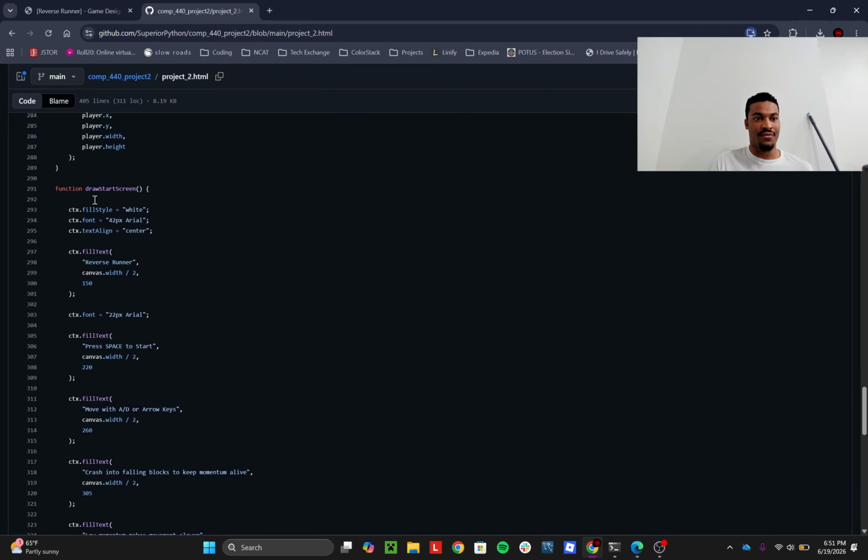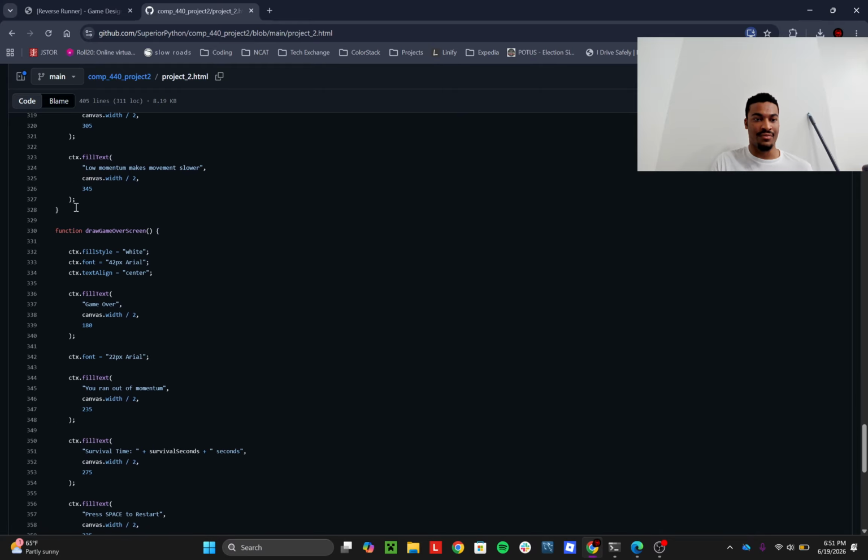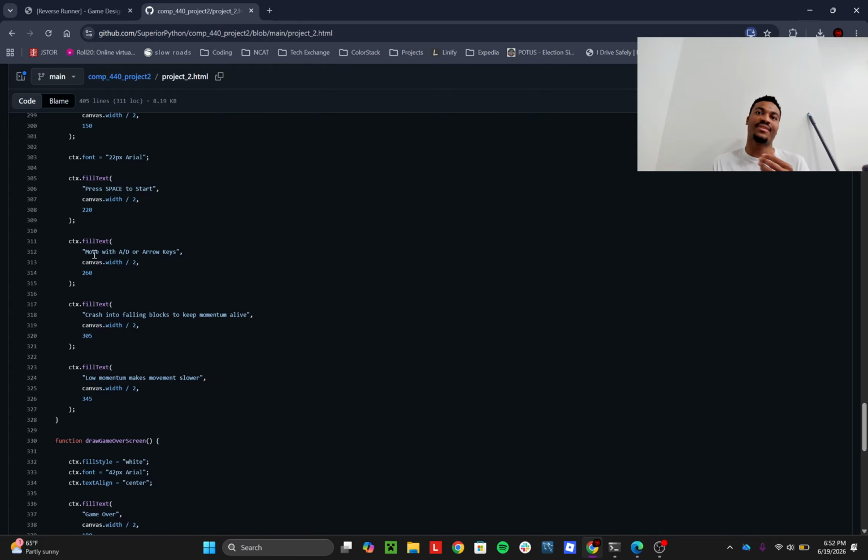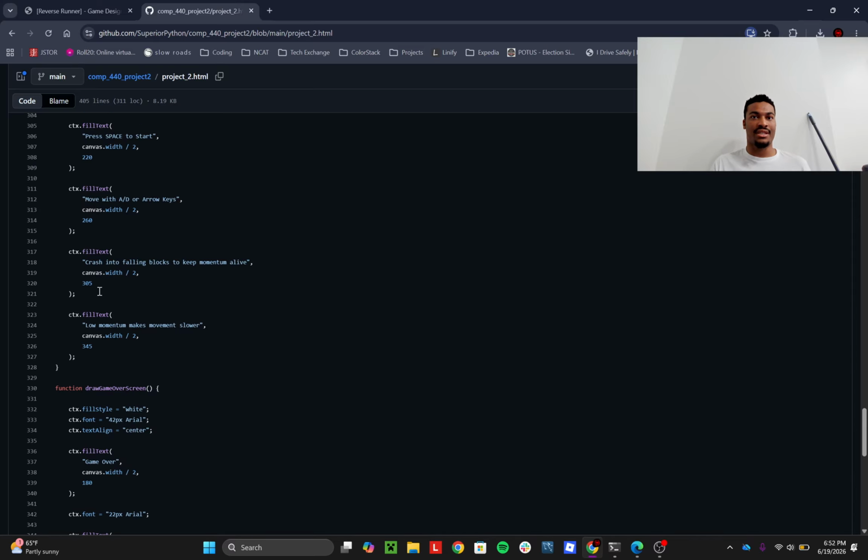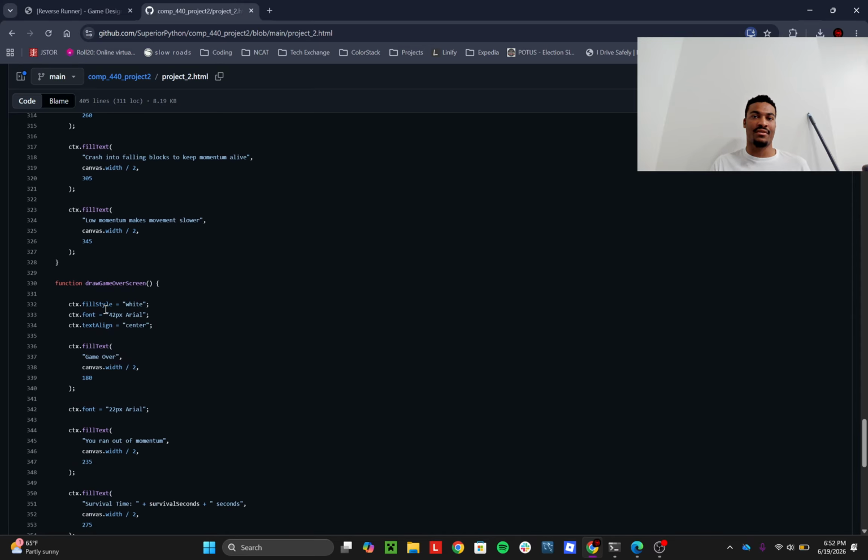Now, as you saw, from line 291 on, I made the start screen and the game over screen, and together with the gameplay, they create the 3 game states described in the GDD.